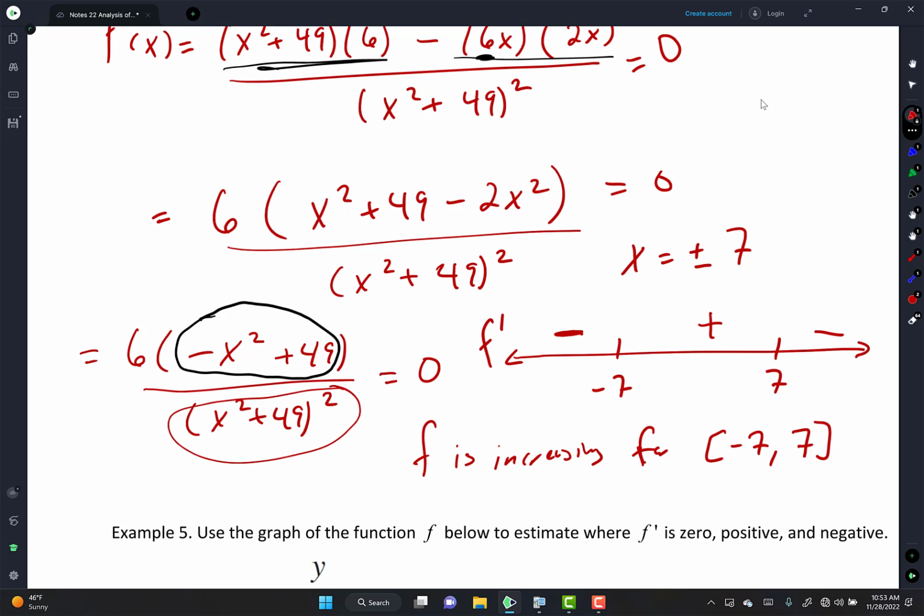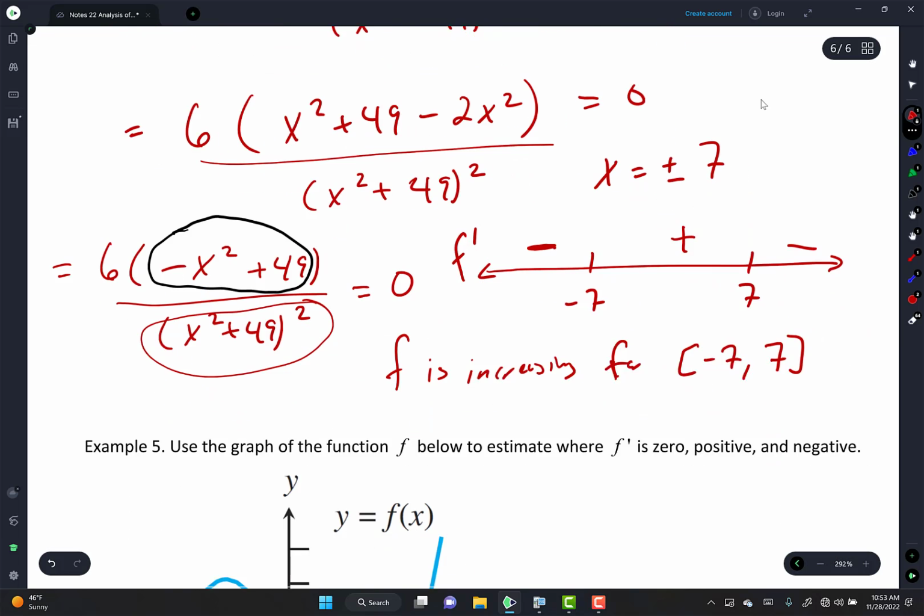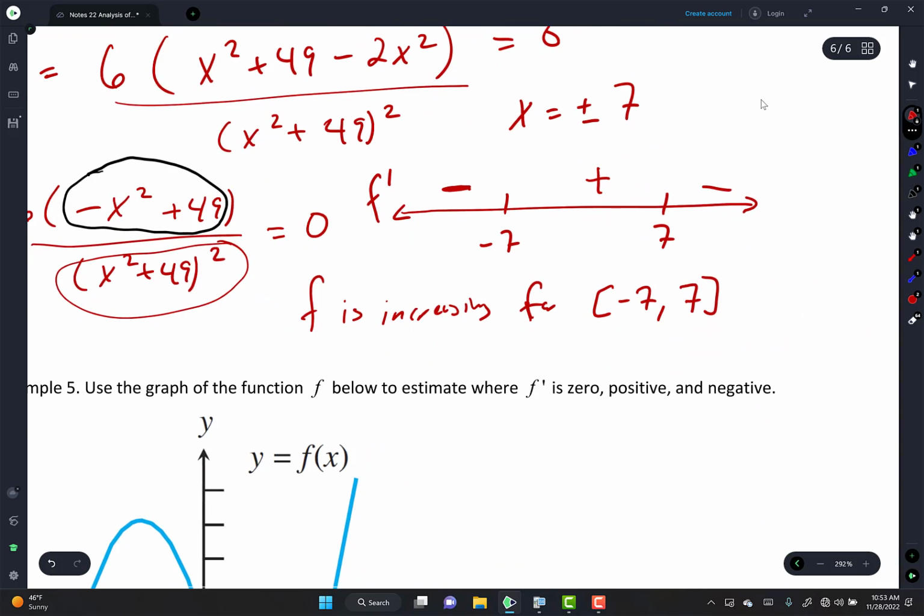If you were writing this on the AP exam, or any exam really, since f prime is positive on negative 7 to 7.